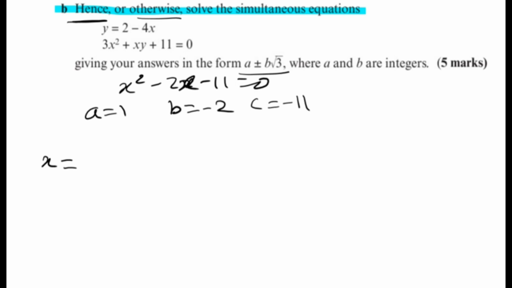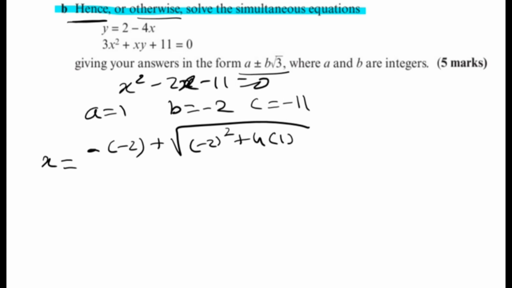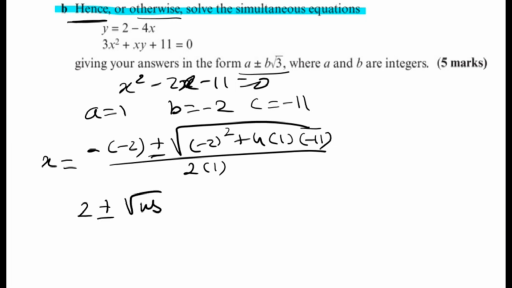So our x is equal to minus b, that is minus of minus 2, plus or minus root of minus 2 squared minus 4ac, over 2 into 1. Plus or minus, one time you can do plus, then next time it's minus. So you will get 2 plus or minus root 48 over 2. This answer you will get.